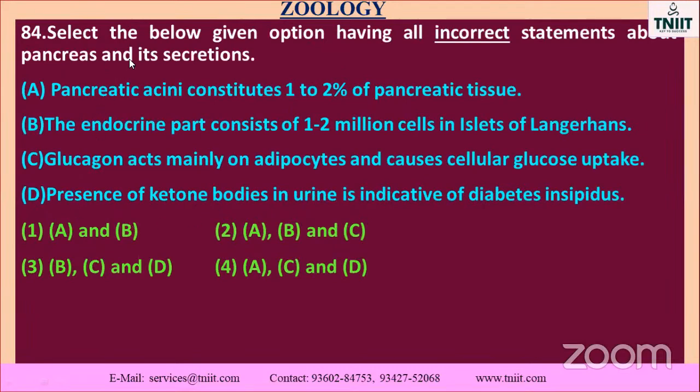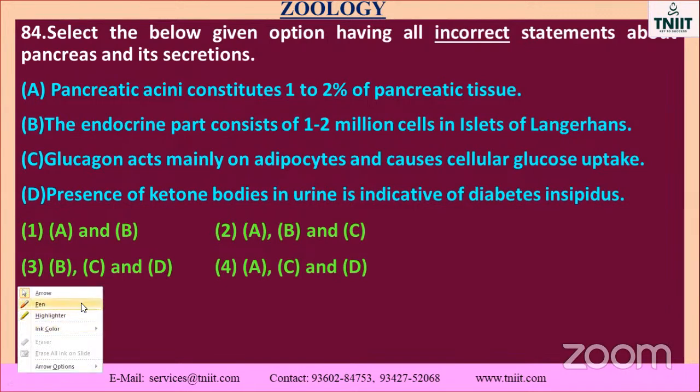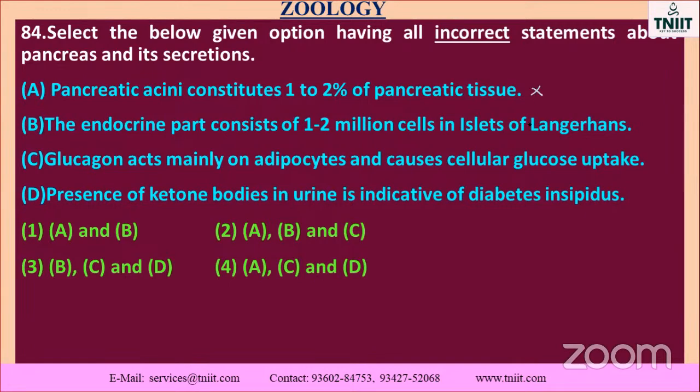Go to the next one: select the option having all incorrect statements about the pancreas and its secretions. Which one is the incorrect statement they ask? The pancreatic acini constitute the exocrine pancreatic tissue. Yes, it is a correct one. Incorrect statement. Okay, this is the incorrect statement.